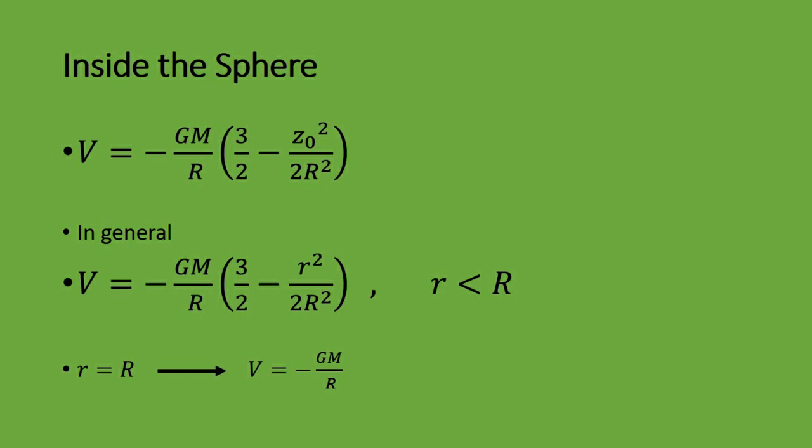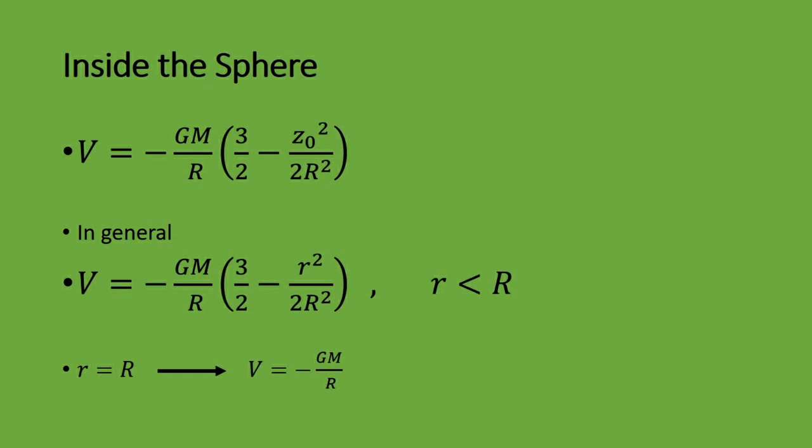Inside the sphere will not give you the same answer as if you are outside. You can see that if you are inside the sphere, the gravitational potential is not similar to the effect of a point mass. In fact, you can see that the potential depends on z0. So this means it depends on where you are inside the sphere.